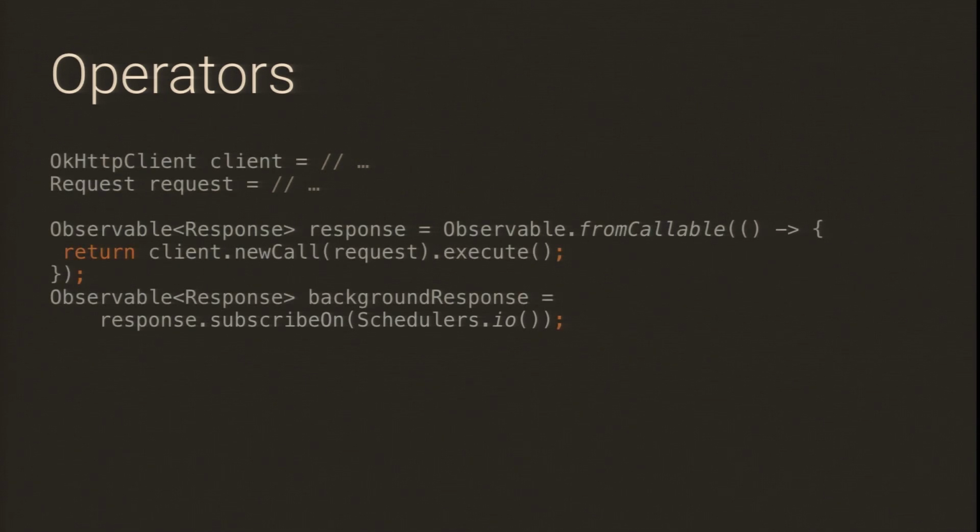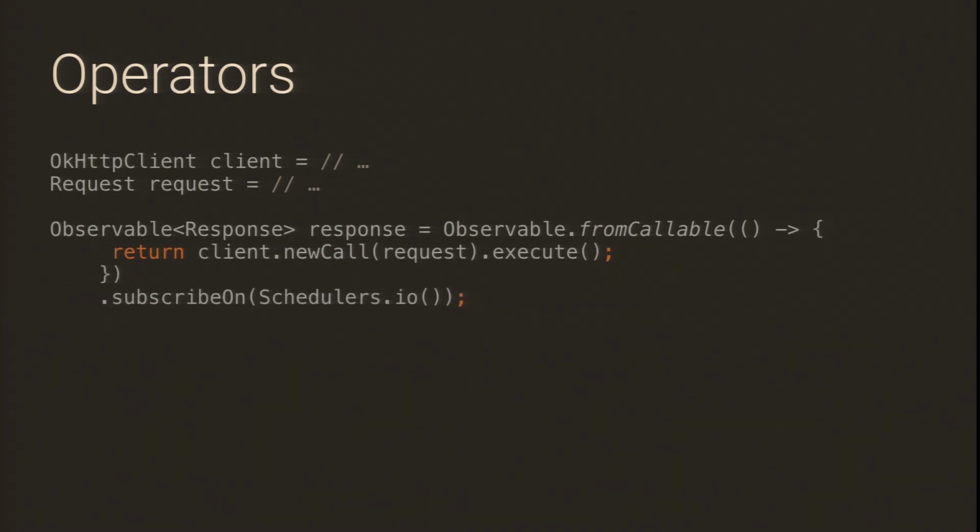And what's nice about this is, in this case, I'm trying to be very clear, and so I'm storing all of these in individual local variables after every operator is applied. But I can just be chaining these, so I can create the callable, and then I can apply the subscribeOn, which is going to return a new instance of observable. I can apply observeOn, which is going to return a new instance of an observable.